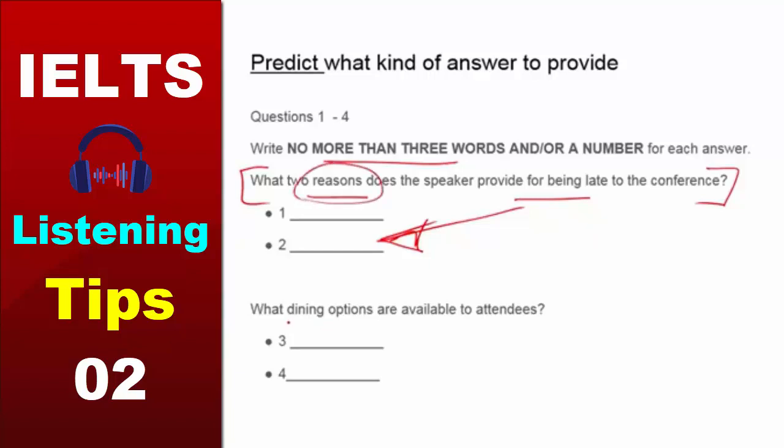Down below, dining options. So we're expecting to find places to get food. Probably nouns that we're looking for, and we've underlined it here so we remember as we listen to listen for dining options in the second part of the passage.